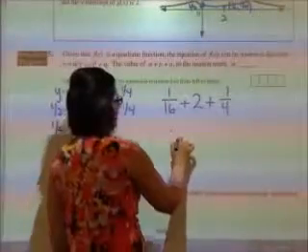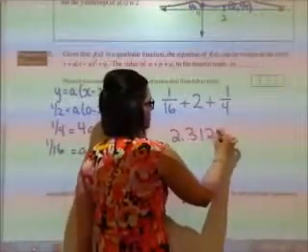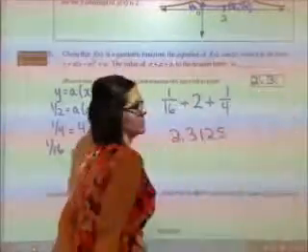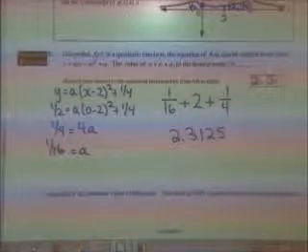What do you get? X is what? 2.3125, right? So 2.3 to the nearest tenth of a unit.